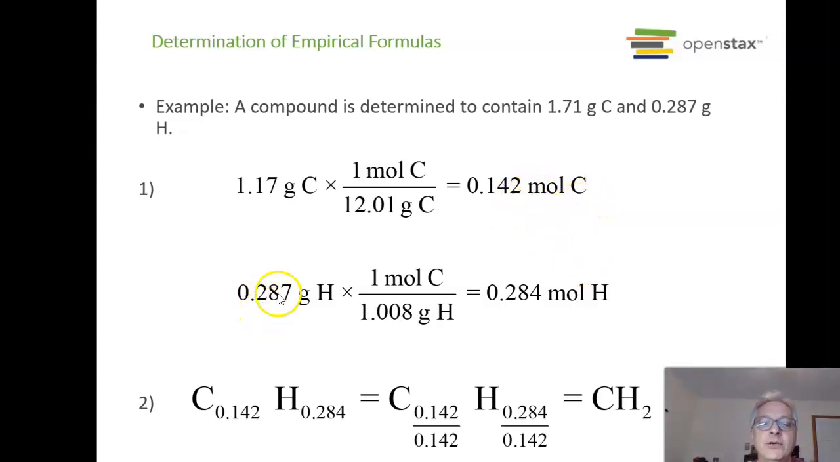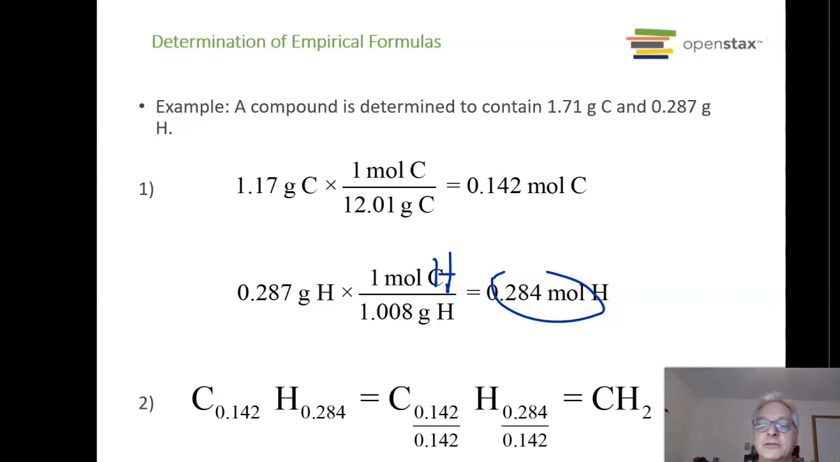And down here, 0.287 grams of hydrogen times 1 mole of, oh, there's a typo there. That should say 1 mole of hydrogen, 1.008 grams of hydrogen. So right here, that should say H for hydrogen. So 0.287 grams of hydrogen times 1 mole of hydrogen per 1.008 grams. That gives me the number of moles of hydrogen.